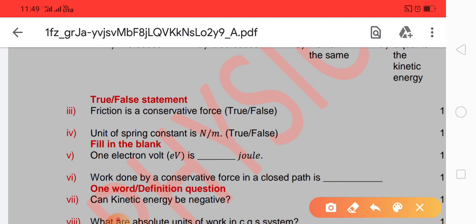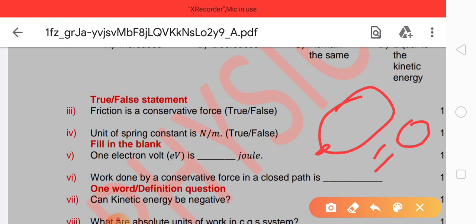Third question is, friction is a conservative force. No, friction is not a conservative force. Conservative forces are Newton's force, Coulomb force, gravitation force. These forces are conservative. Basically, what is the definition of conservative force? In which work done depends only on initial and final position and not on the path followed. And also the second definition is, work done by a conservative force over a closed path is always equal to 0.